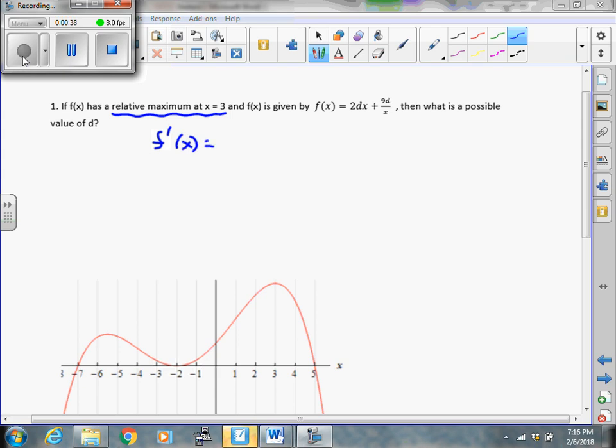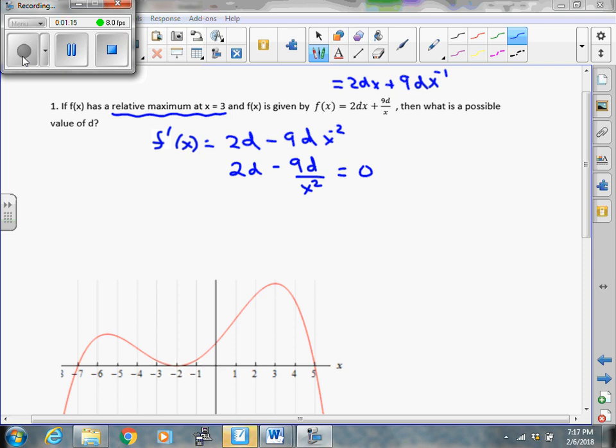I need to take the derivative of this function. I don't like the way that looks. Let's write that as 2dx plus 9d x to the negative 1. Okay, now I'm ready. So its derivative would be 2d. Bring the negative 1 in front, so negative 9d x to the negative 2. And again, let's straighten it out. That's 2d minus 9d over x squared. And to make that a critical point, I'm going to set that equal to 0.